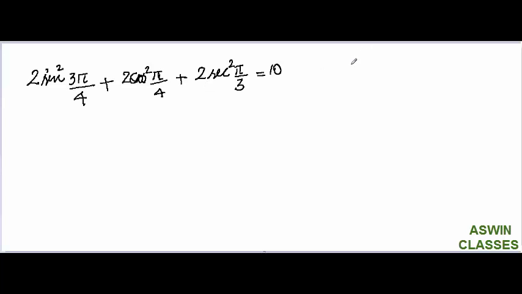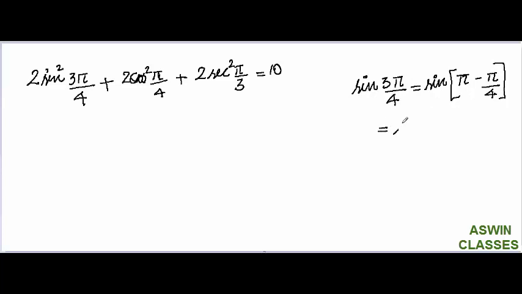Now you have to find the value of sin 3π/4. Sin 3π/4 can be written as sin(π − π/4). Clear? π − π/4 is actually 3π/4. Since this is in the second quadrant and the value of sine in the second quadrant is positive, also the value of the cofunction does not change since it is π. The answer is sin π/4, and the value of sin π/4 is 1 by root 2.